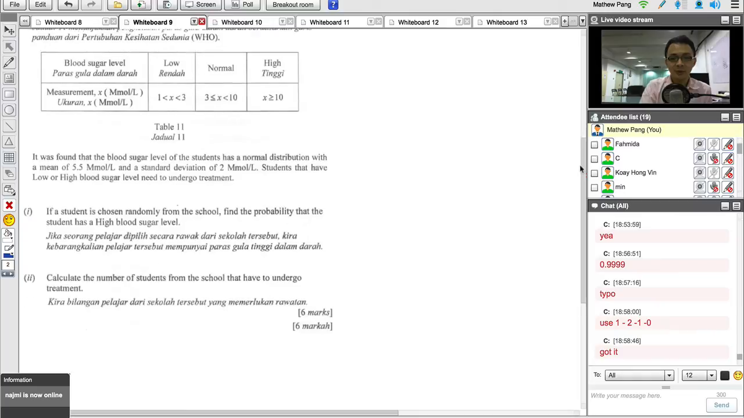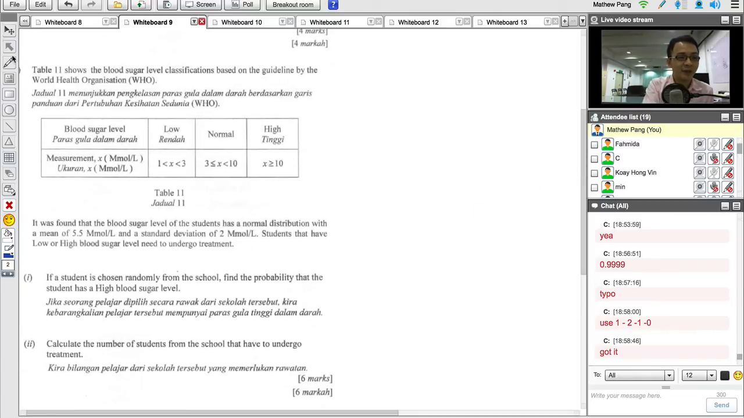Alright, in the second part, what we have over here is Table 11, which shows the blood sugar level classification based on the guideline by the WHO. If X is between 1 and 3, your blood sugar level is considered low. If it's 3 to 10, it is considered normal, and more than 10 is considered high. This is based on WHO.